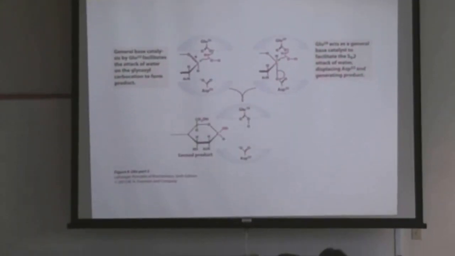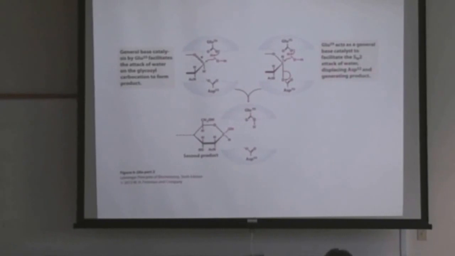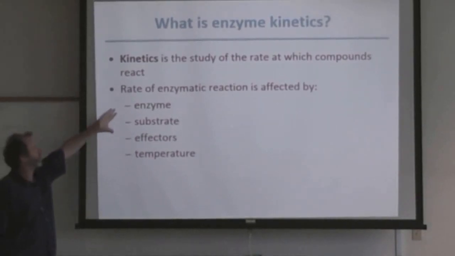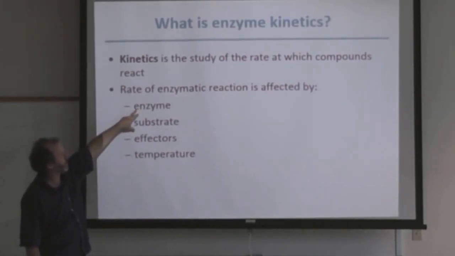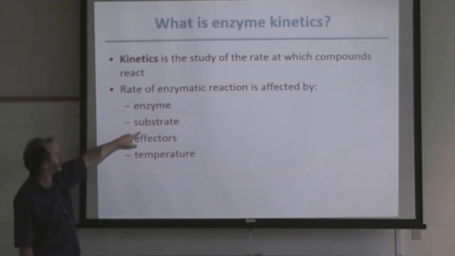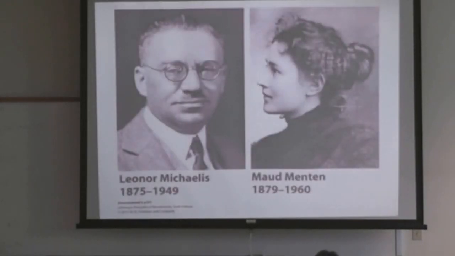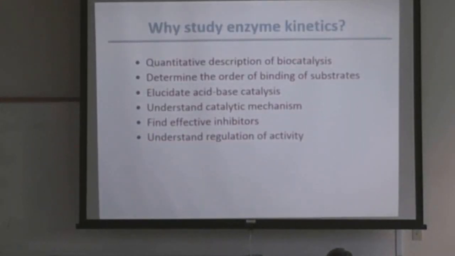What's the difference between these two? So, what is enzyme kinetics? Kinetics is the study of the rate at which compounds react. The rate of enzymatic reactions is affected by the enzyme, substrate, effectors, and the temperature. We're almost out of time. So we'll do the enzyme kinetics next time, I guess. That's where I was going with this anyways.